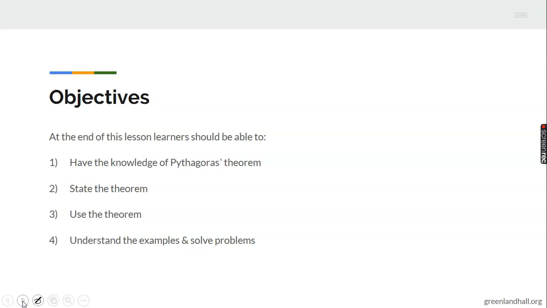And the objectives are as follows: to have the knowledge of what Pythagoras Theorem is, to be able to state the theorem, use the theorem, and understand some examples that I'm going to do, as well as resolve some problems.